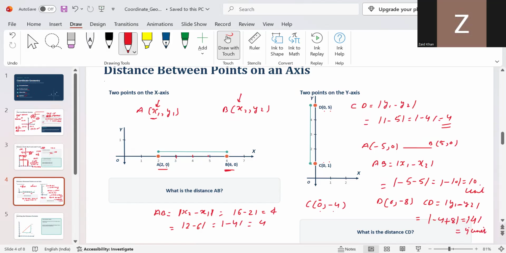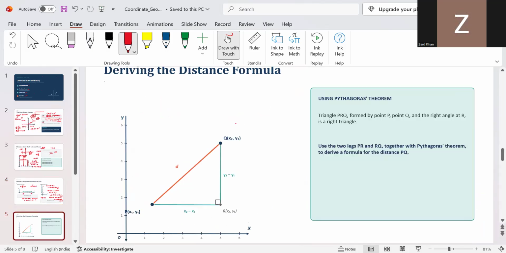So I made this slide intentionally. Either we have a direct formula to find the distance, but that will be the lengthy one. You can easily find it if both the points lie on the x-axis or y-axis. What if, in the next slide, they lie in different positions?